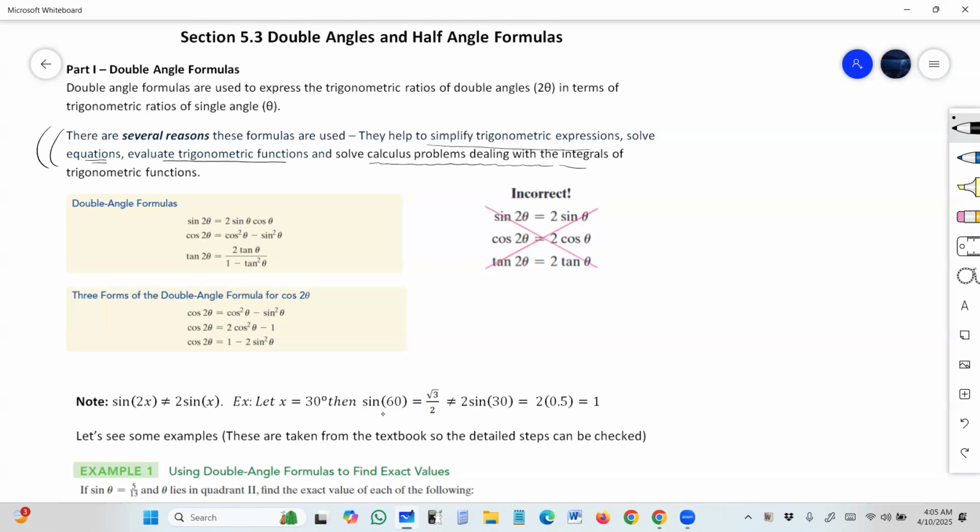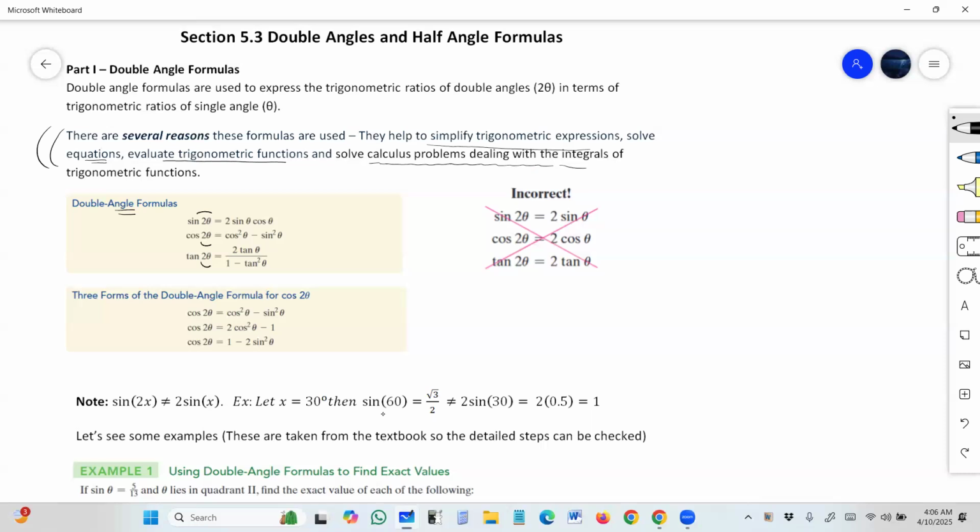First we're going to take care of the double angle formulas, and in the next part we'll see the half angle formulas. The very first thing we have to mention is sine 2 theta, cosine 2 theta, tangent 2 theta.